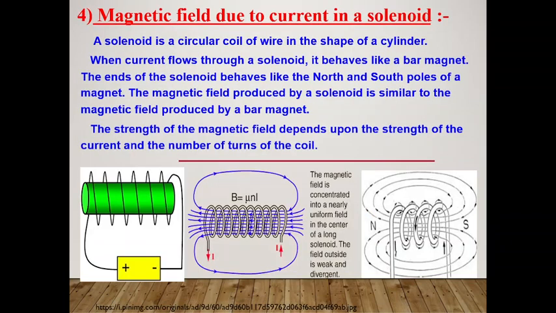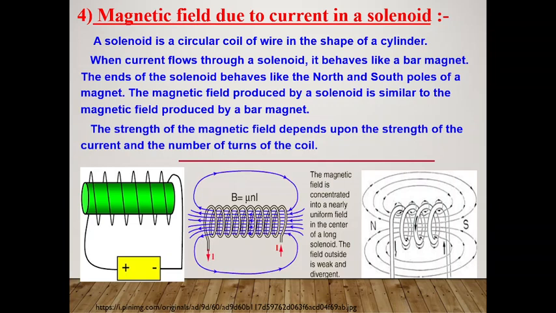Let's talk about magnetic field due to a current in a solenoid. A solenoid is a circular coil of wire in the shape of a cylinder. When current flows through a solenoid, it behaves like a bar magnet. The ends of the solenoid behave like the north and south poles of the magnet. The magnetic field produced by a solenoid is similar to the magnetic field produced by a bar magnet.